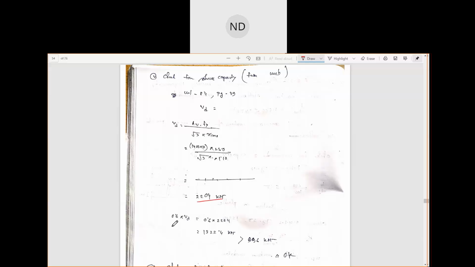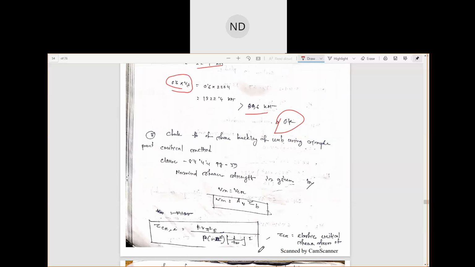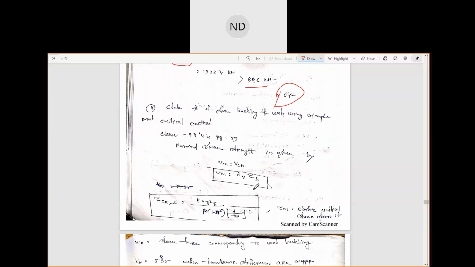So this much, and also the factored shear is how much? 0.6 VD, which is again greater than 996, which is the maximum shear force. So obviously the thickness of the web assumed is also okay for our design. Why? Because our factored shear force is very much greater than our maximum shear due to the loading. Right.